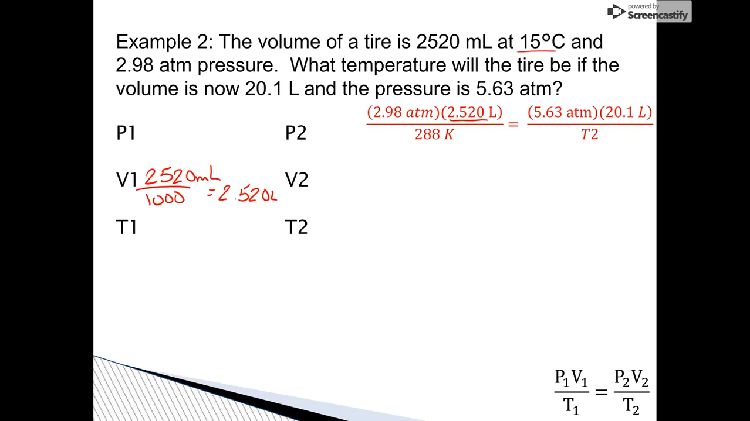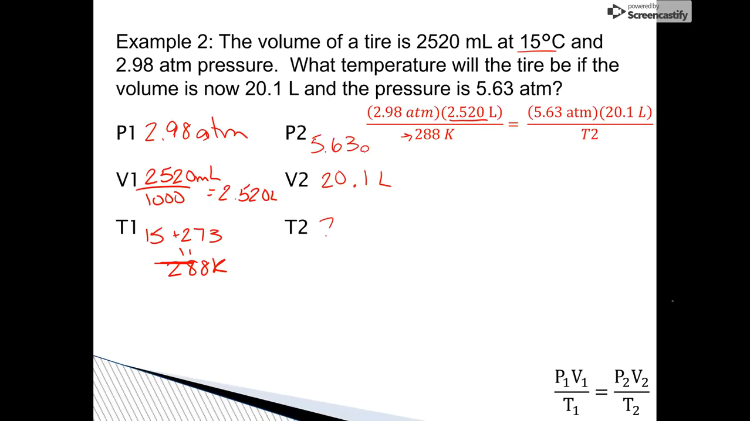It's at 15 degrees Celsius, which is in Celsius, not Kelvin, so I add 273, and I get 288 Kelvin. Sorry about the random lines that are being drawn. There's the 288 Kelvin. The pressure is 2.98 atmospheres. What temperature will the tire be? Which means you don't know T2. If the volume is now 20.1 liters, that's already in liters, so I don't need to convert. The pressure is 5.63 atmosphere.